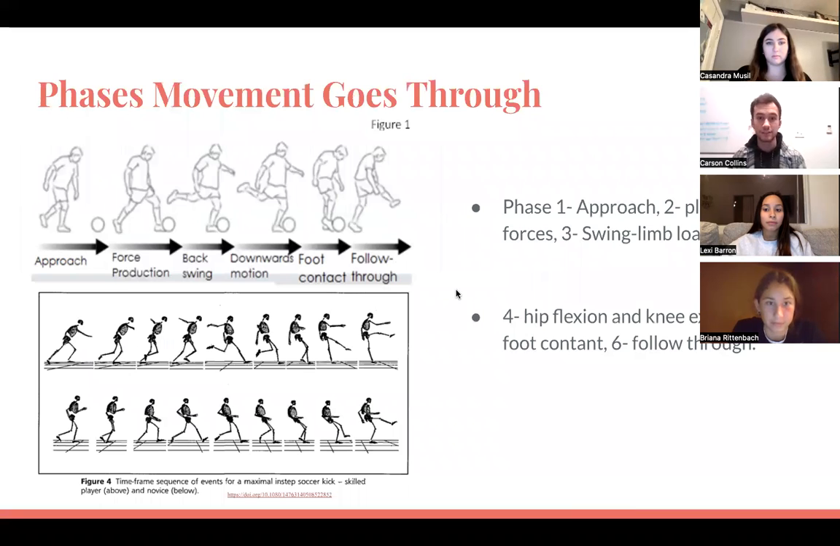We briefly touched on this, but let's go through it again. These are our phases of the soccer kick: the approach, the planting of the foot, the swinging or loading phase, and then the initiation of hip flexion with the follow through, the trunk rotation, knee extension, and then foot contact, and then the final follow through. In that bottom picture, the top skeleton is a professional soccer player, and the bottom is a beginner. As you can see with the top, they use the arms for stabilization, which allows for a lot more balance.